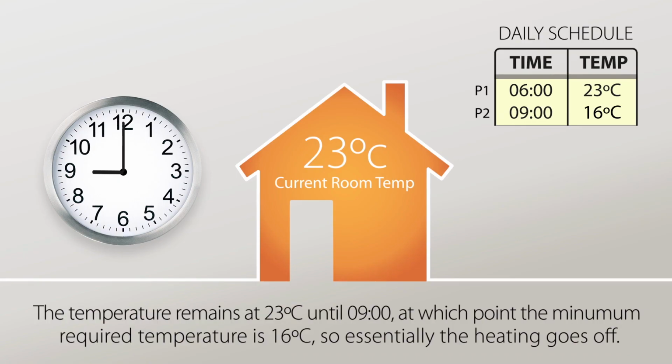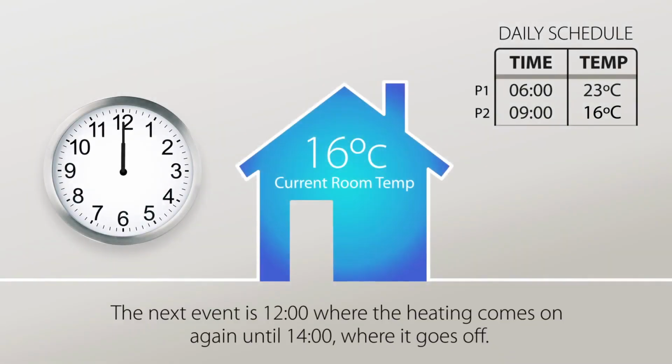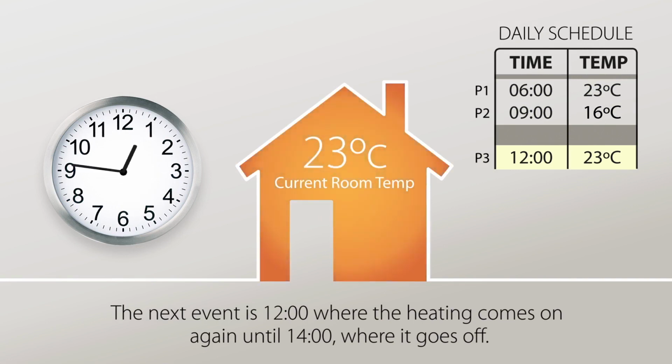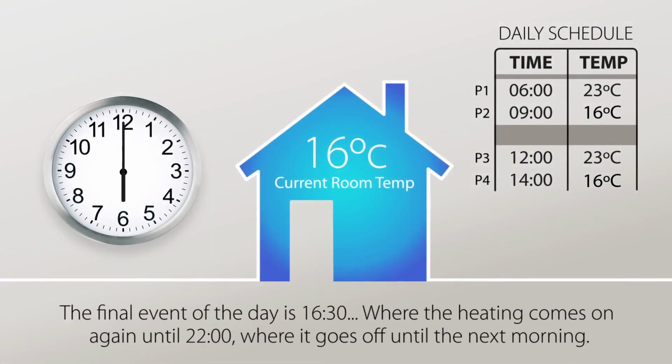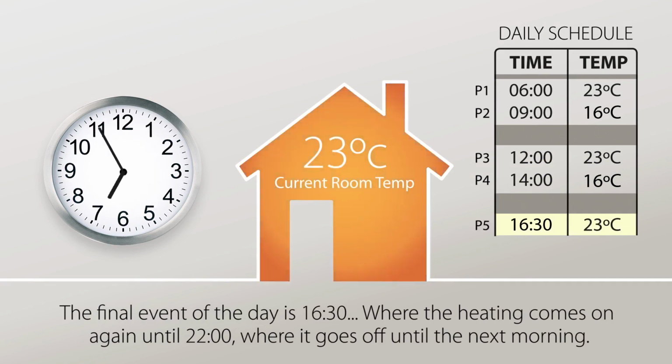The next event is lunchtime. Program 3 is the next on-time and temperature, and Program 4 is the next off-time and temperature. The heating comes on at midday until 2 p.m. The last event is afternoon or evening. Program 5 is the next on-time and temperature, and Program 6 is the final off-time and temperature of the day. The heating comes on at 6 p.m. until 10 p.m.